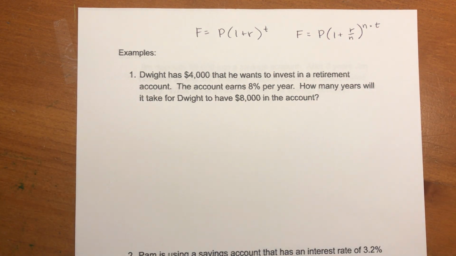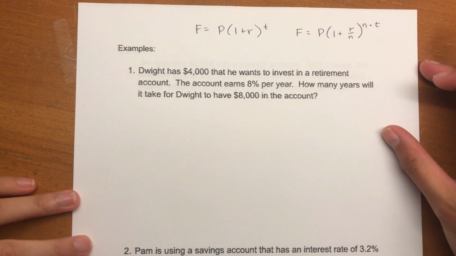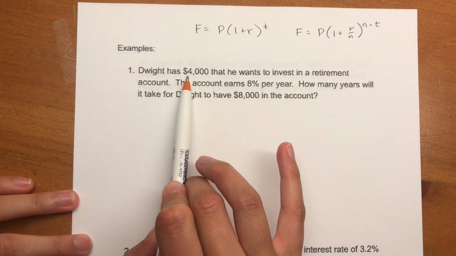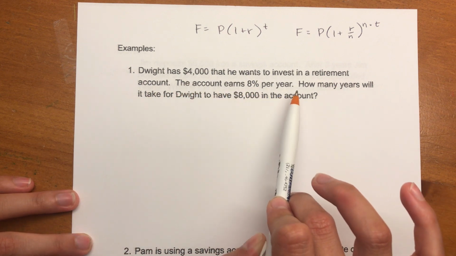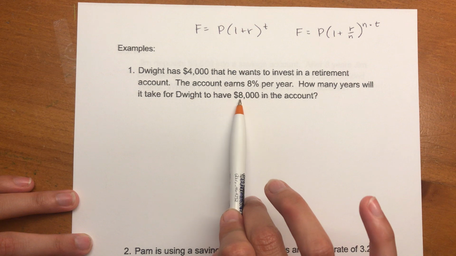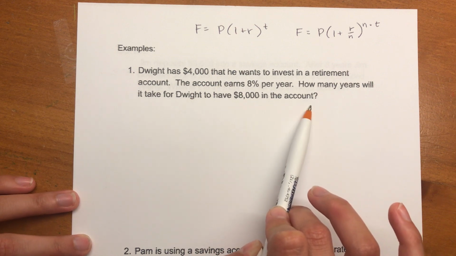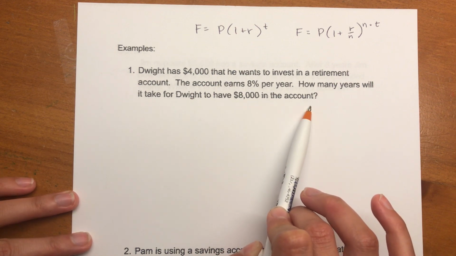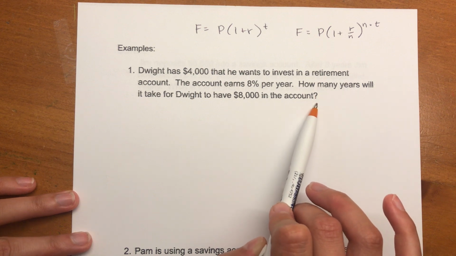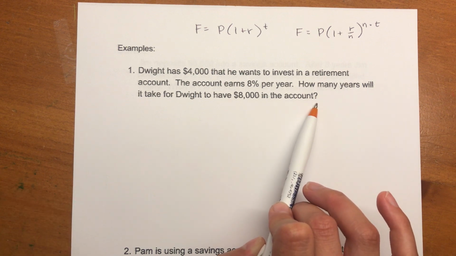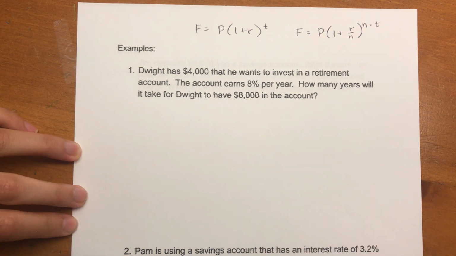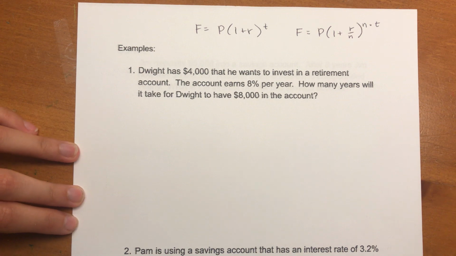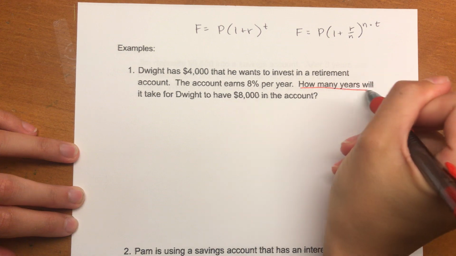Let me read the instructions first. Dwight has $4,000 that he wants to invest in a retirement account. The account earns 8% interest per year. How many years will it take for Dwight to have $8,000 in the account? What we're going to do here is write an equation and then solve for whatever variable we don't know. We want to know how many years it will take for Dwight to have $8,000.